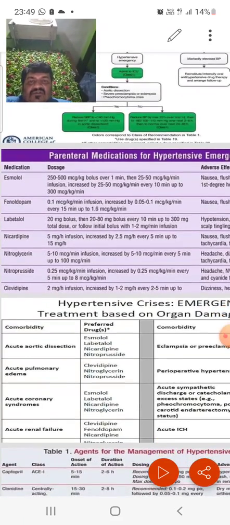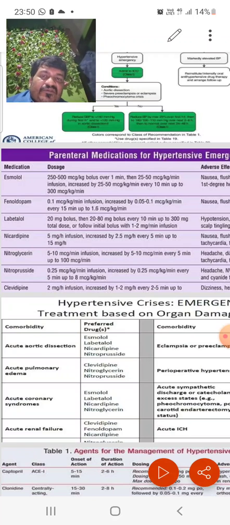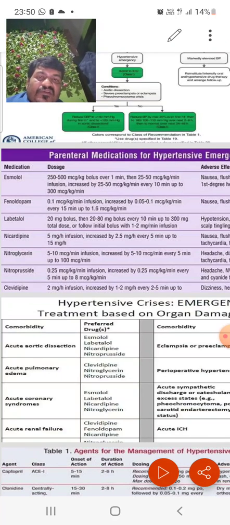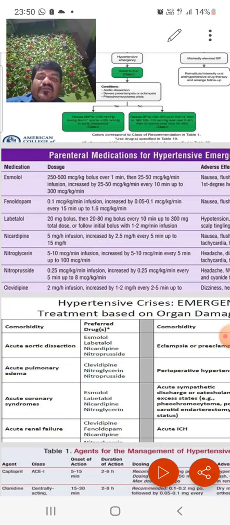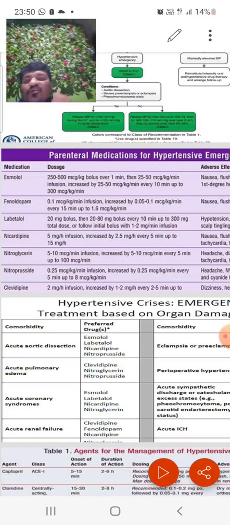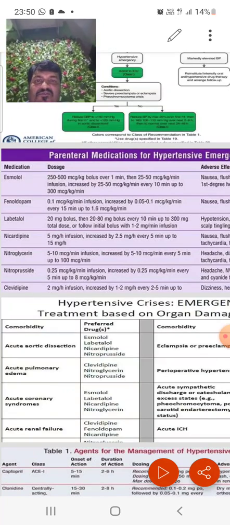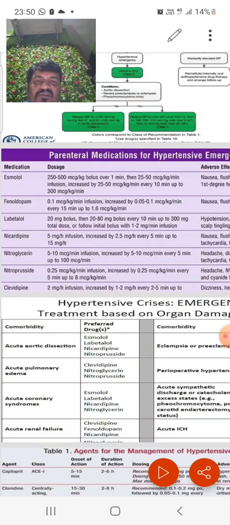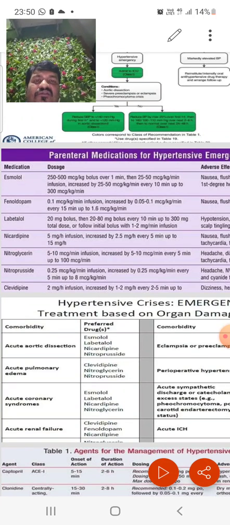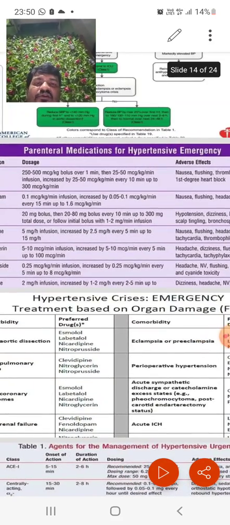Okay, and nitroglycerin is mostly used in heart attack cases, when the patient is suffering from chest pain. At that time it will reduce the chest pain as well as the blood pressure, which may lead to reduced infarct. So here we are talking only about the crisis. You can start with a 5 to 10 mcg per minute infusion and increase by 5 to 10 mcg every 5 minutes up to 100 mcg per minute.